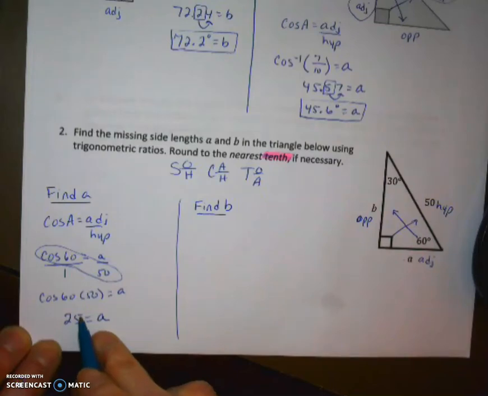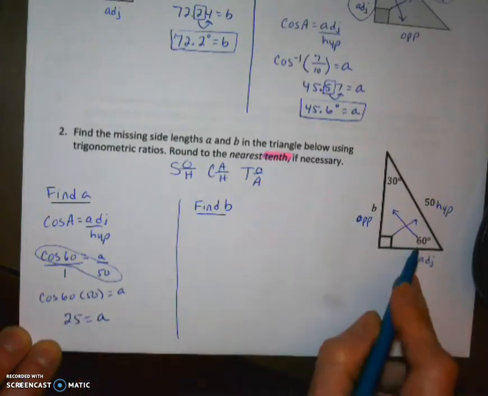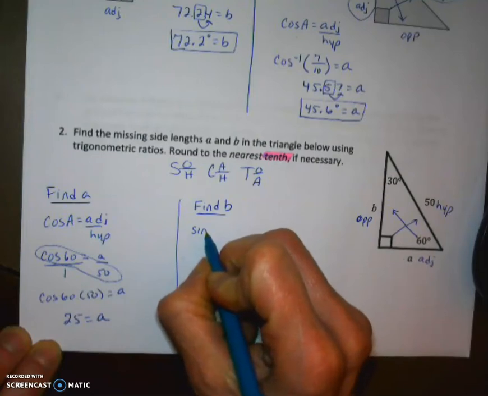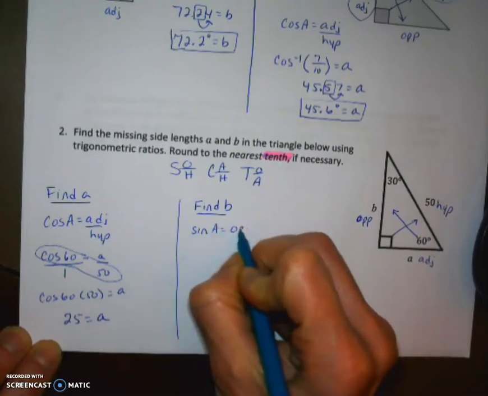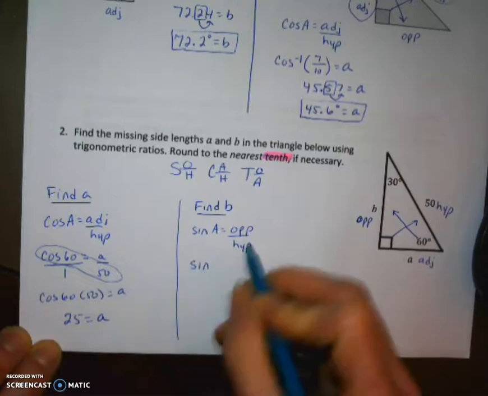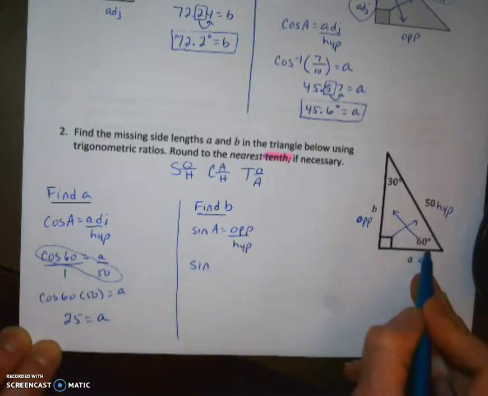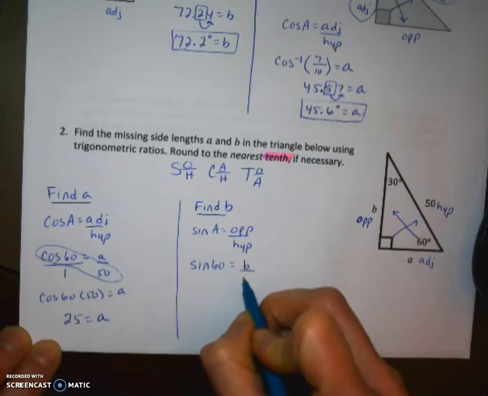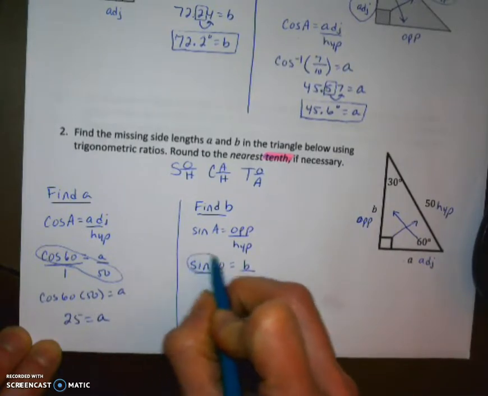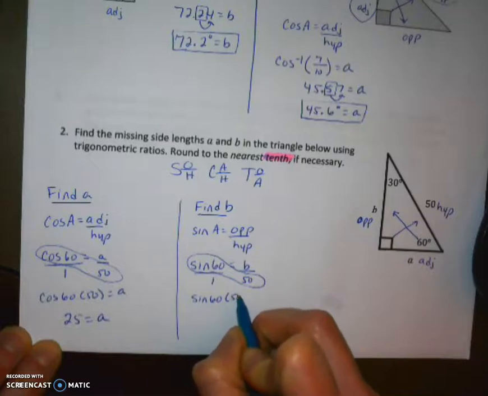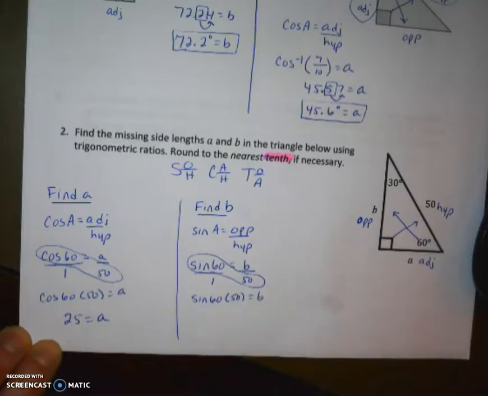So now I'm going to find side B, which is opposite of angle 60, and I still have my hypotenuse. The sine function of any angle uses the length of the opposite divided by the length of the hypotenuse. So I fill into my formula. The sine of angle A, well in this case it's 60 degrees, the opposite length is length of B, and the hypotenuse is 50. So once again, I'm going to set up my proportion, and in order to solve a proportion, we're going to cross multiply and solve.